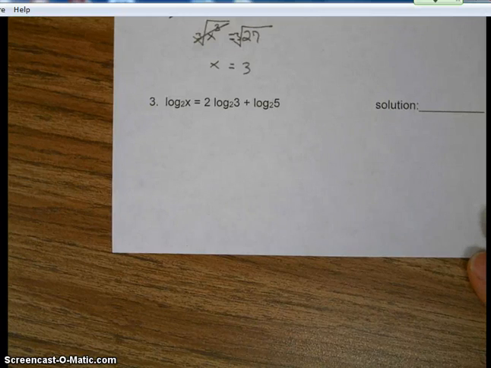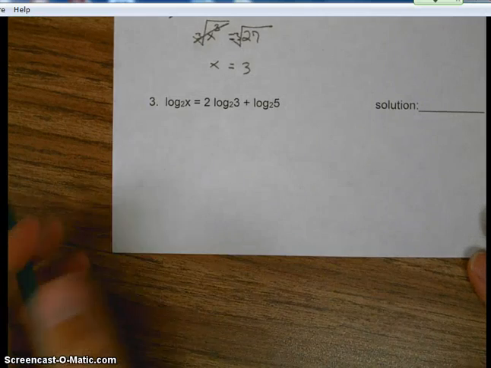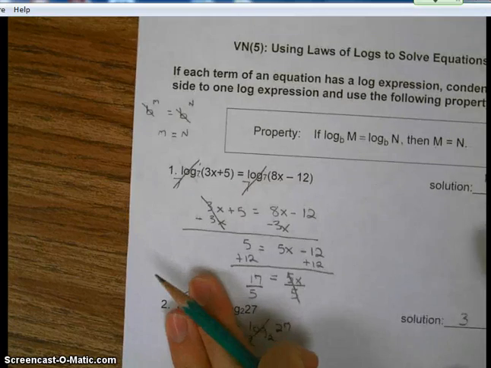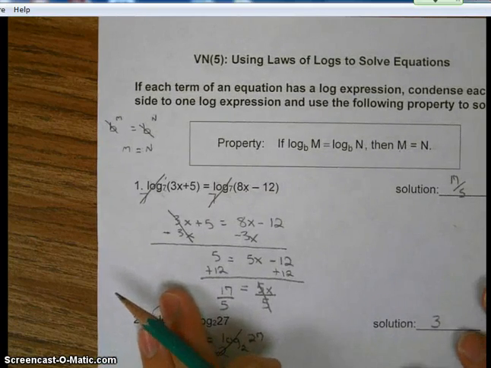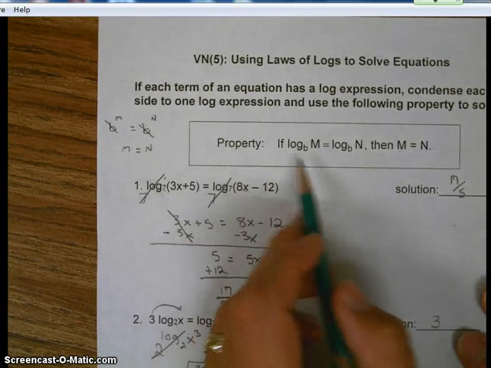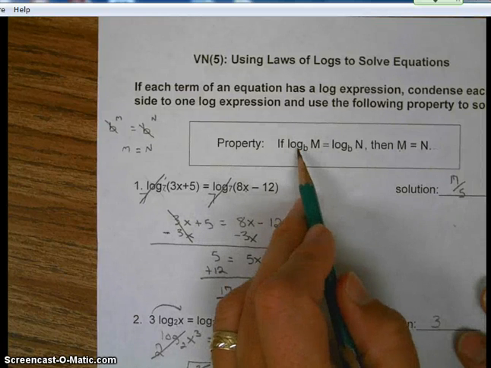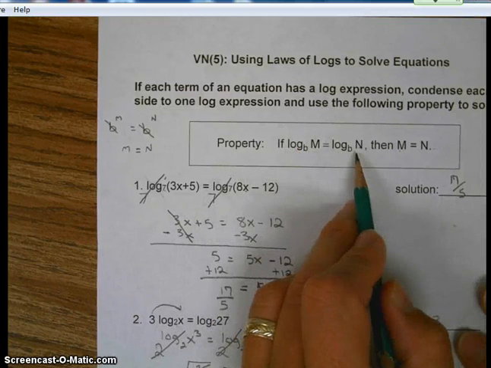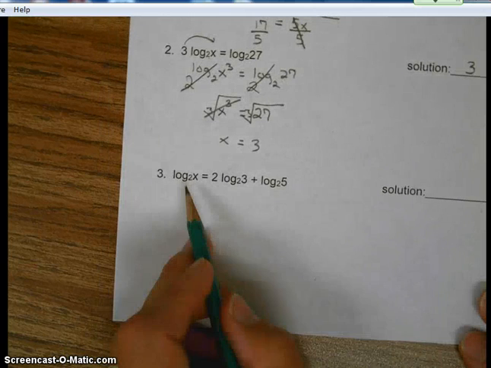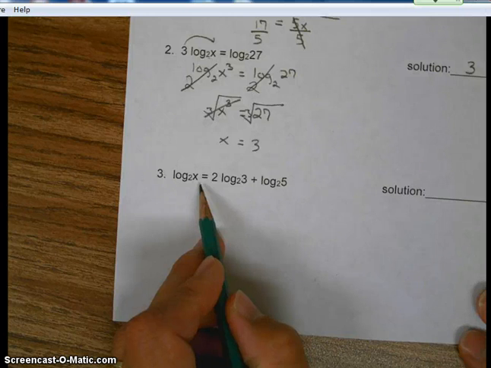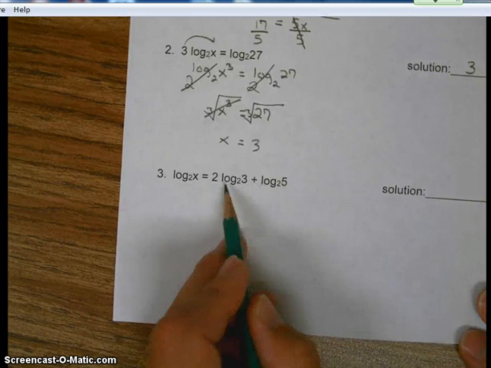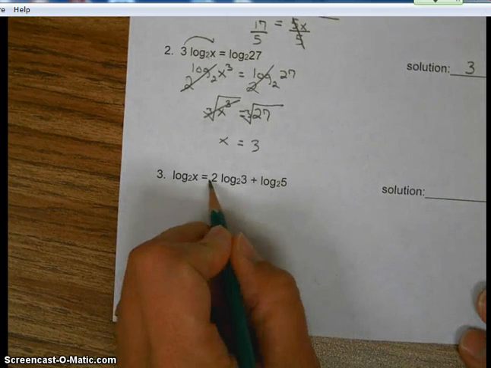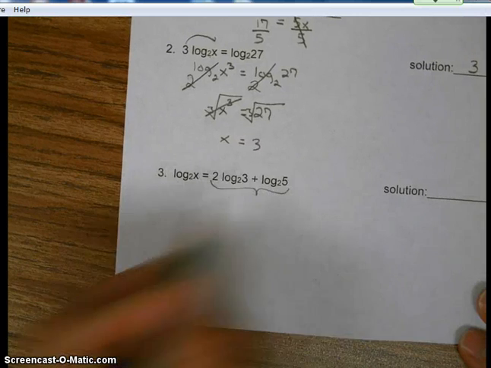All right, number 3. So again, to reiterate, in order to use this property, and that's what we're learning how to do here, we have to have a log on the left and a log on the right. Okay? So notice we have a log on the left, so the left is good. Here we have to consolidate. So we're going to have to consolidate this.